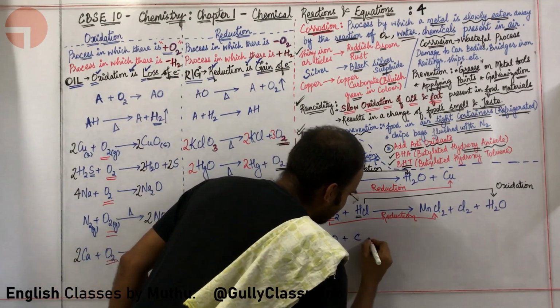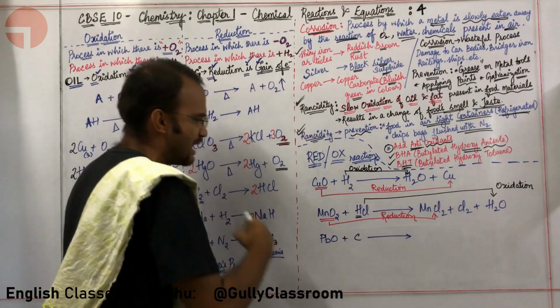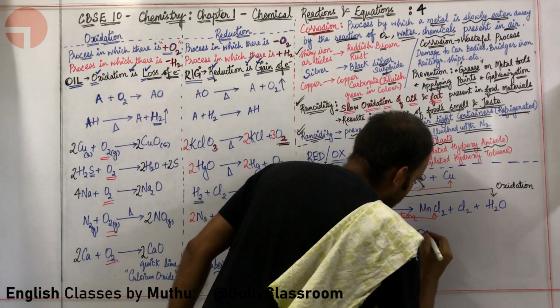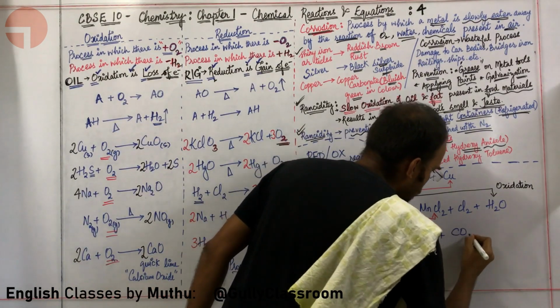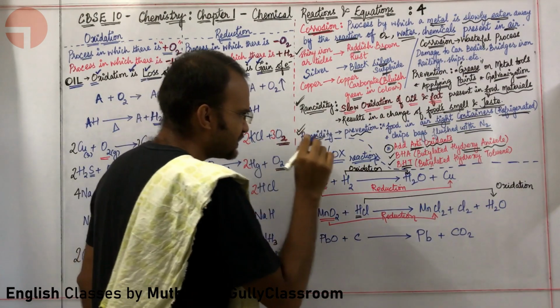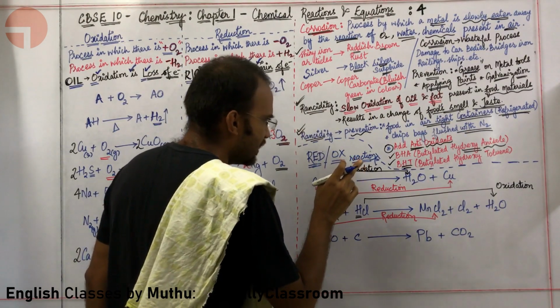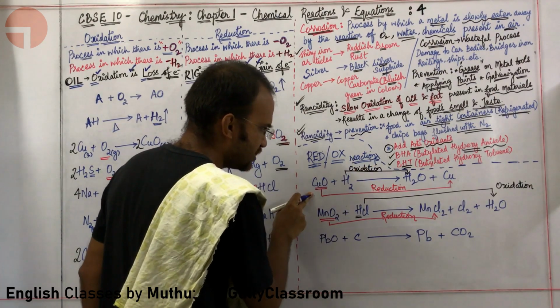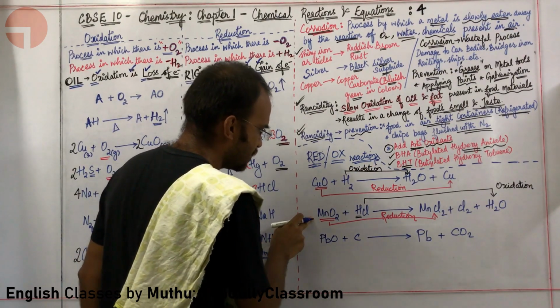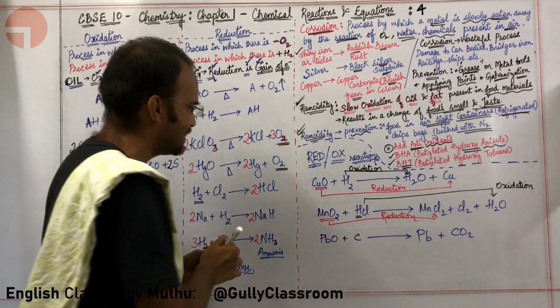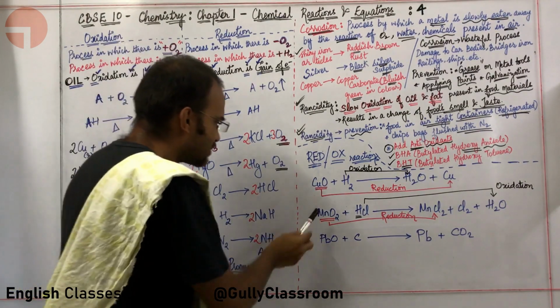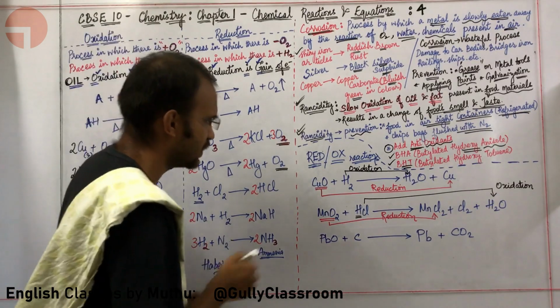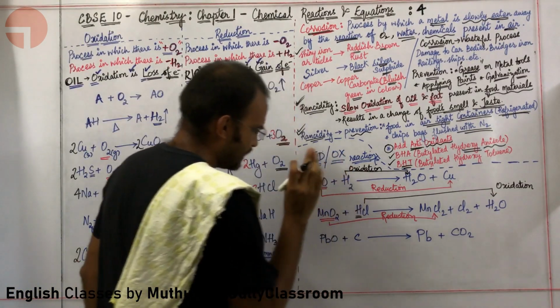PbO, when you are putting it with carbon, what is happening? You are getting Pb and CO2. Okay, let me check. Have I balanced all the equations? Let me check this equation. Okay, one copper, this equation is balanced. Have I balanced this particular equation? No, I have not. Let us balance this particular equation.